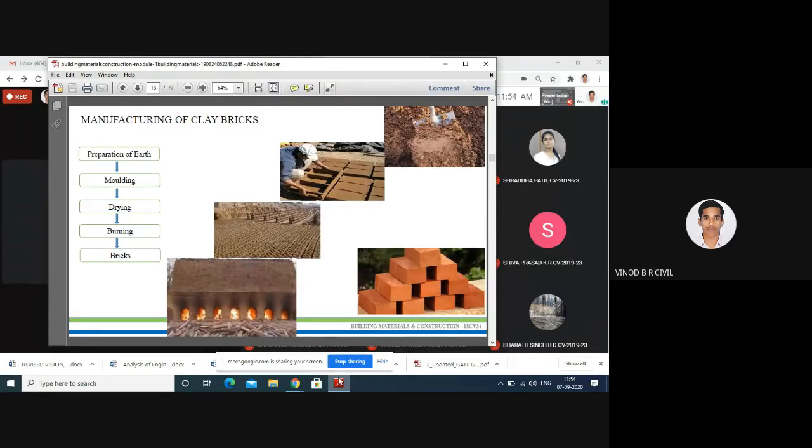And the mix design, usually you have heard these words, especially for RCC construction or lintel, slab, footing construction. They call it 1 is to 2 is to 4, 1 is to 3 is to 6, 1 is to 4 is to 8. Those kinds of mix proportions you have heard, especially in concrete.